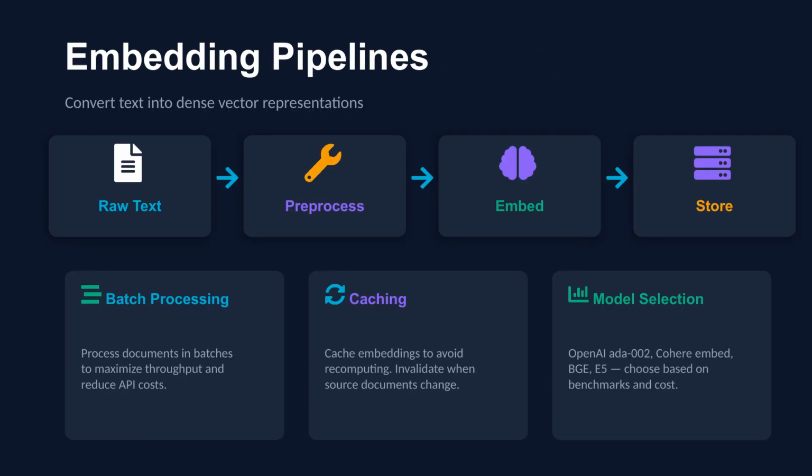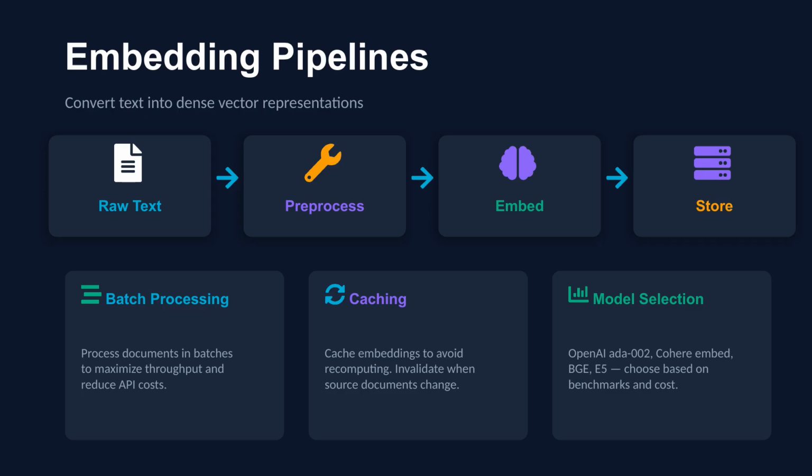The embedding pipeline converts your raw text into vectors. 4 steps. Pre-process your text, generate embeddings, store them in your vector database. Batch processing is essential. Process documents in batches to maximize throughput and reduce API costs. Caching saves money. Cache your embeddings so you don't recompute them. Invalidate when source documents change.